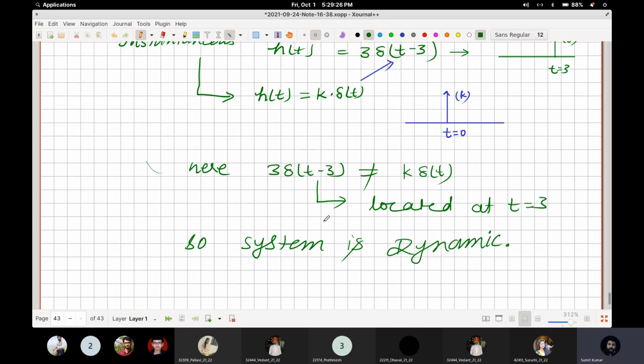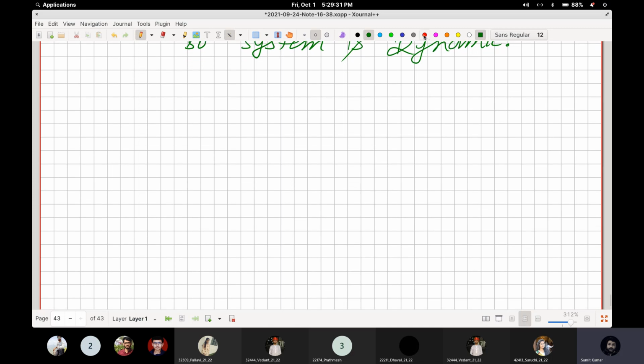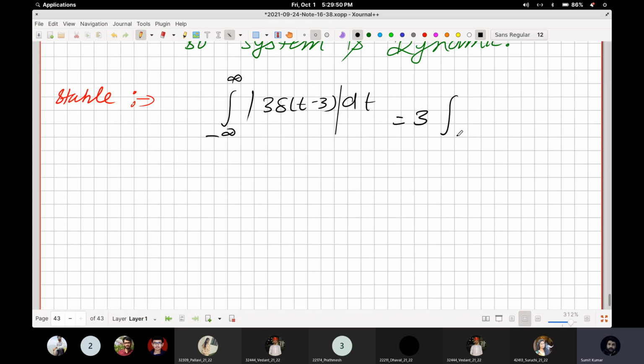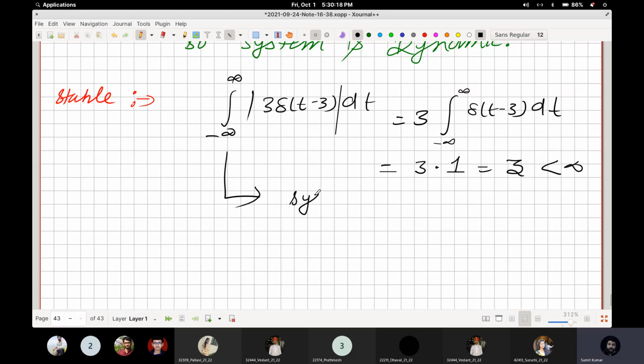You have to solve a few more problems to fully understand it, and it's obviously going to be stable. Why? Let's investigate that as well. We have the integral from minus infinity to infinity of the magnitude of 3 delta of t minus 3 dt. This equals 3 times the integral of delta of t minus 3 dt, since the magnitude is positive only. What is this value? The integral of delta of t minus 3 dt is 1. So it will be equal to 3, which is obviously less than infinity. So the system is stable. Is that clear to everyone? Yes, sir.